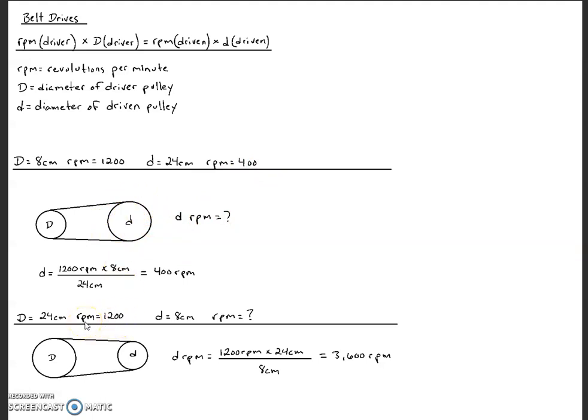So if we take the driven, the D, RPM 1200, and the driver is 8 centimeters, or the driven pulley is 8 centimeters, what is the RPM? We just, again, plug all these numbers into the formula, mess around with the formula, and here we have, again, the ratio of these two diameters that's being applied to the RPMs. So you can express this similar to what we did with the levers, and we end up with 3600 RPM.